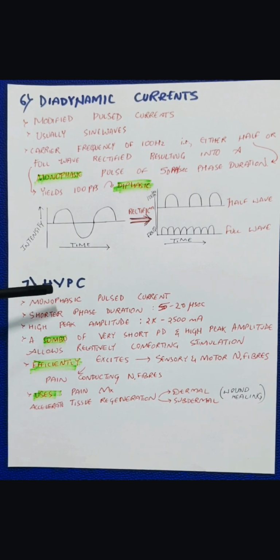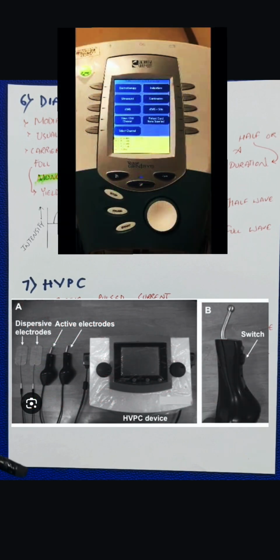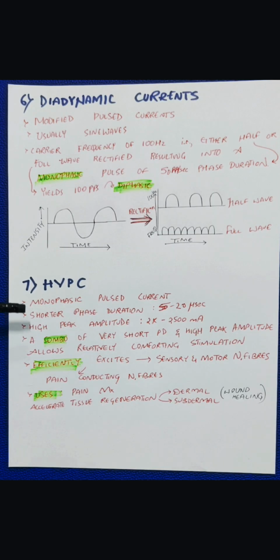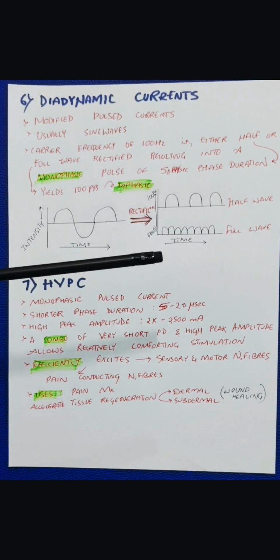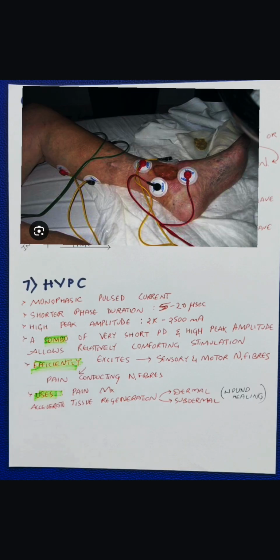We have HVPC, high voltage pulsed currents. These provide monophasic pulsed currents. They have a shorter phase duration and a high peak amplitude. Hence, this combination allows relatively comfortable stimulation to the patient. It is seen to efficiently excite the sensory and motor nerve fibers and the pain conducting nerve fibers. Hence the uses are in pain management and to accelerate tissue regeneration in terms of wound healing.